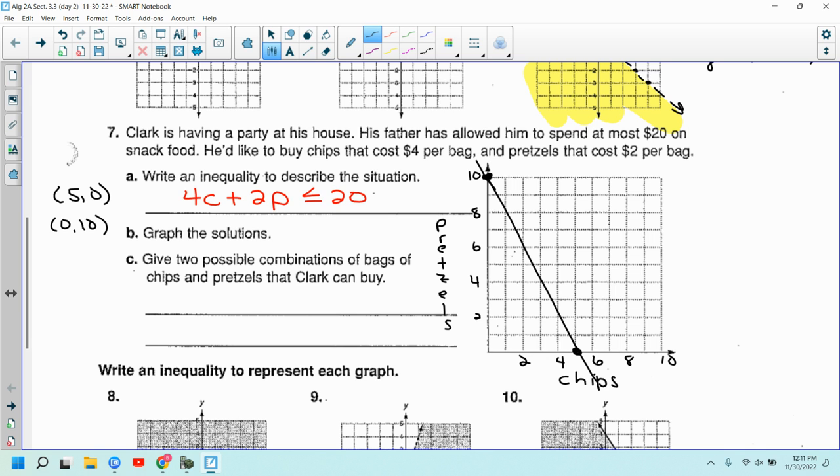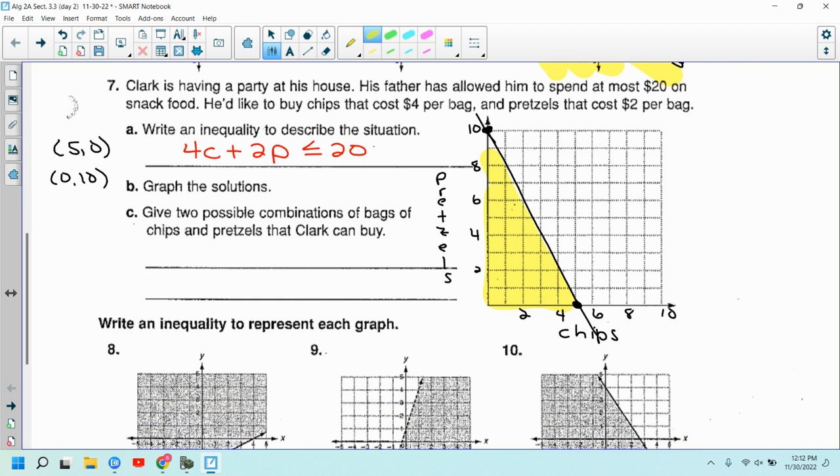This one here, I would do a test point because we didn't get Y by itself. Let (0, 0) be your test point. Kyle, are you getting this down? All right. Let (0, 0) be your test point, and then see whether it's true or false. This is an easy one. If these are both 0, what am I left with on that left-hand side? I'm left with 0. Is that less than or equal to 20? Yes. So that means we're going to shade the side that contains (0, 0), and we're going to shade below that line. There's your graph.